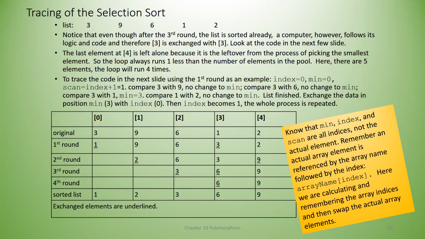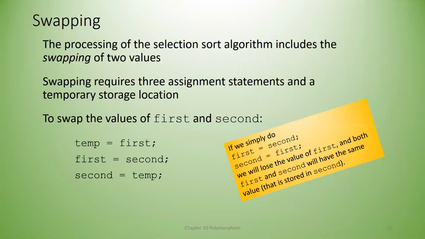And you can look at that, okay? So this one actually is not just the algorithm. I'm really using the code to show you how it works, okay? So swapping. The processing of the selection sort algorithm includes the swapping of 2 values. When you swap, you cannot do something like this.